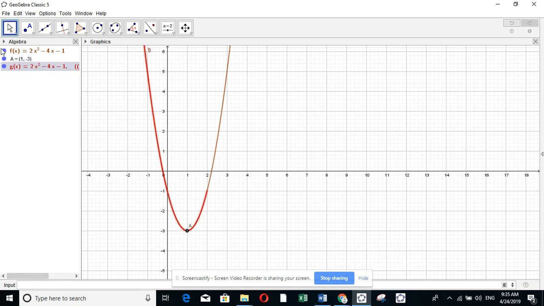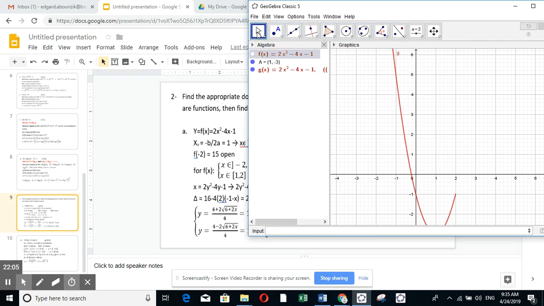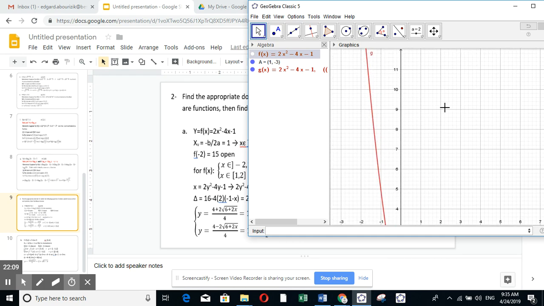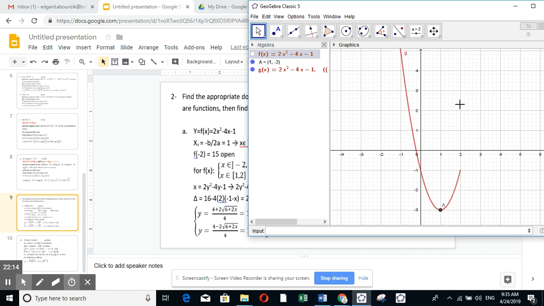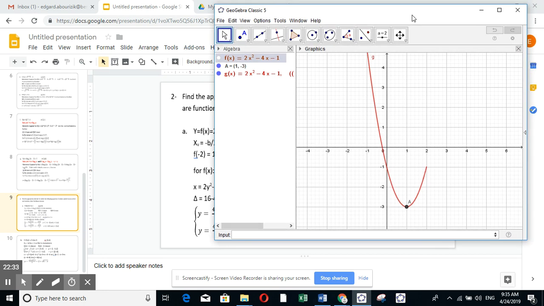As you can see in this function, this is the given, so I cannot take the whole domain. Up to 15 is the range. I must take this part alone and that part alone. So this domain from minus 2 till 2, I must split into from minus 2 till 1 alone, and from 1 till 2 alone, because from minus 2 till 1 it is strictly decreasing, one-to-one, and from 1 till 2 it is also.